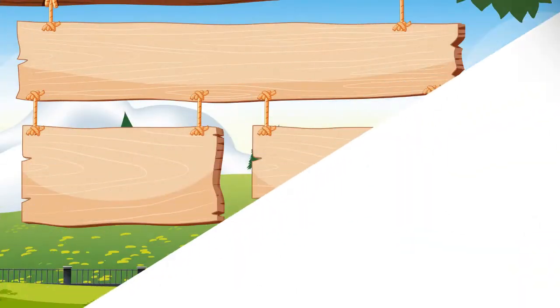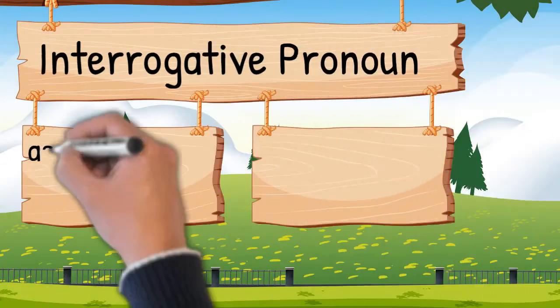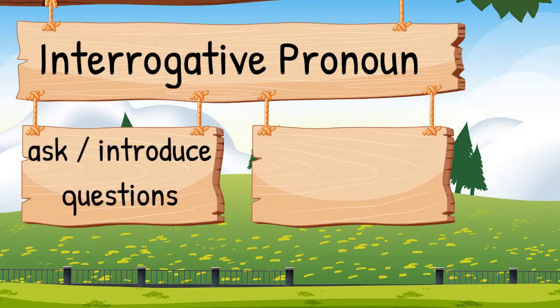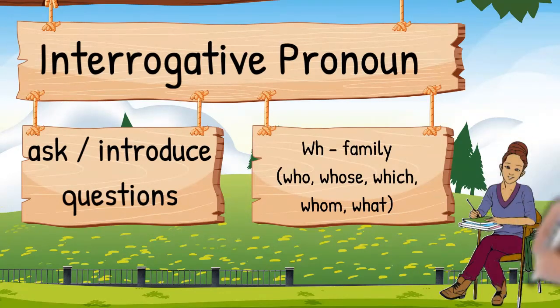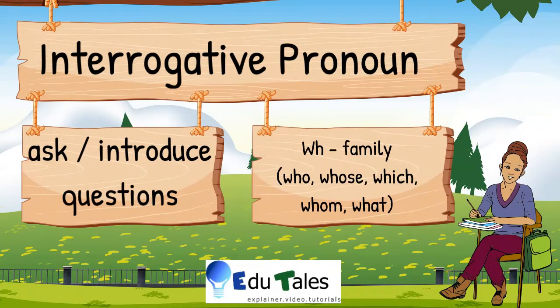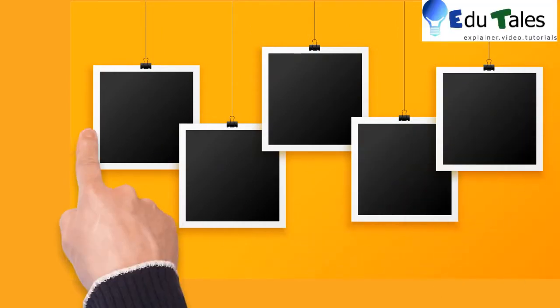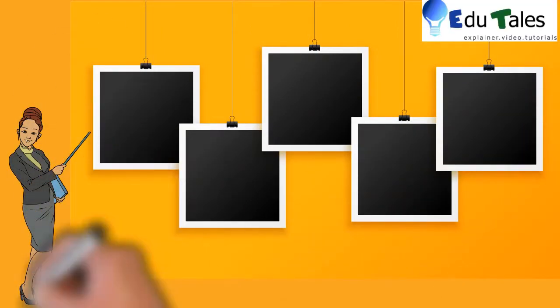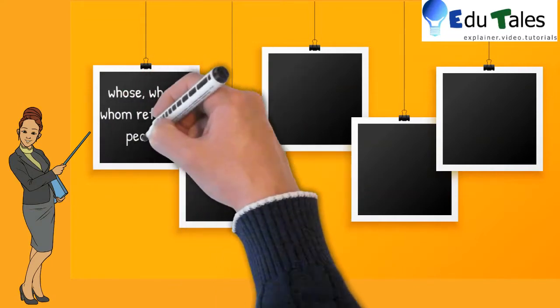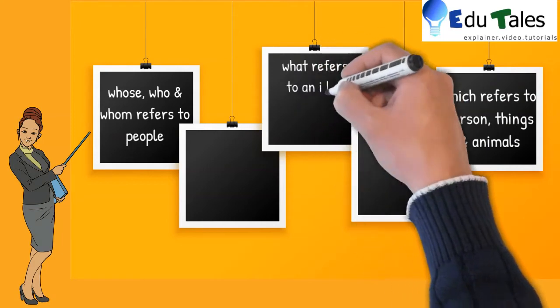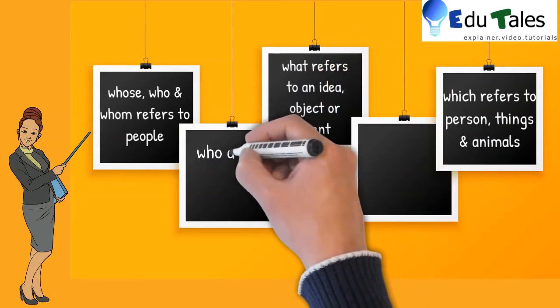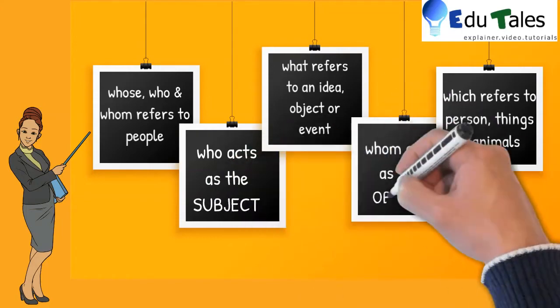The third type of pronoun is interrogative pronoun. They are used to ask or introduce question by using WH family. That is who, whose, which, whom, and what. If you are learning English as a second language, it is important to remember that whose, who, and whom are used to refer to people, which is used to refer to person, things, and animals. What refers to an idea, object, or event. Who acts as a subject while whom acts as the object.